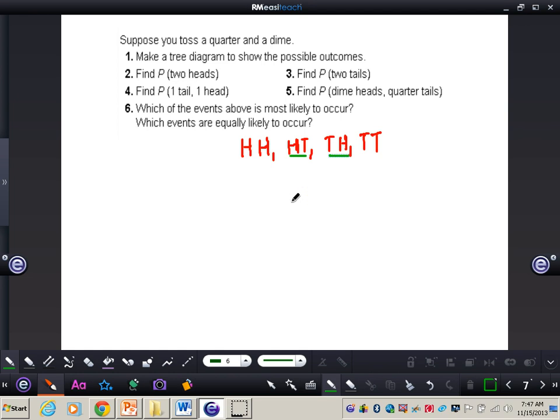Now, equally likely to occur, we could say that head, head, tail, tail, or tail, head, or head, tail on either coin. Okay, so we could say, once again, the probability if that's equally likely to occur: 2 heads, okay, 2 tails, okay, dime heads, quarter tails. Okay, so we could see that all of those are equally likely to occur.